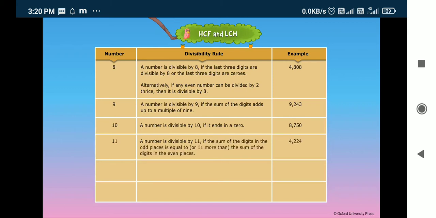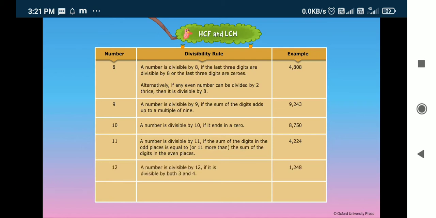8750. Divisibility by 11. A number is divisible by 11 if the sum of the digits in the odd places is equal to, or 11 more than, the sum of the digits in the even places. Example, 4224.